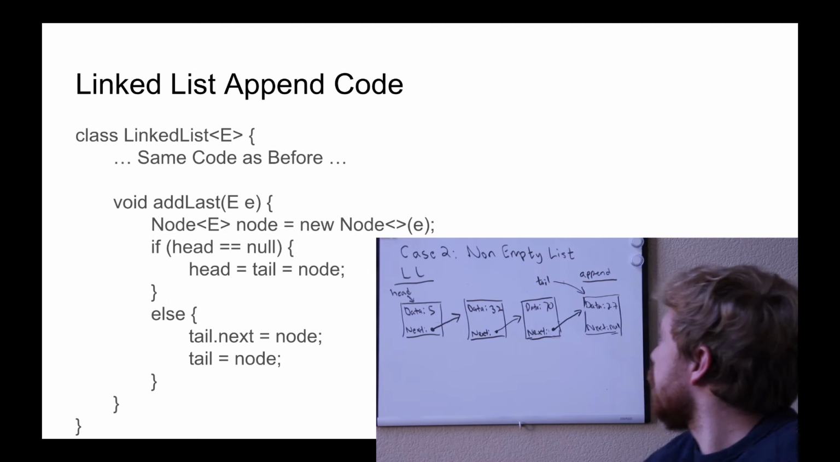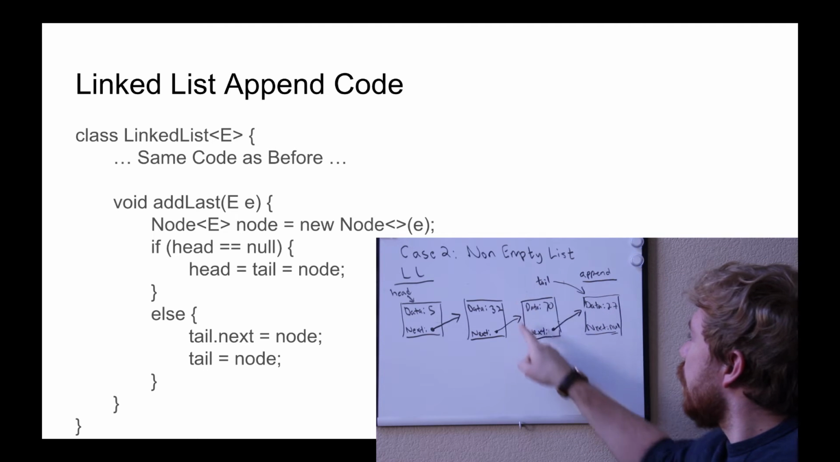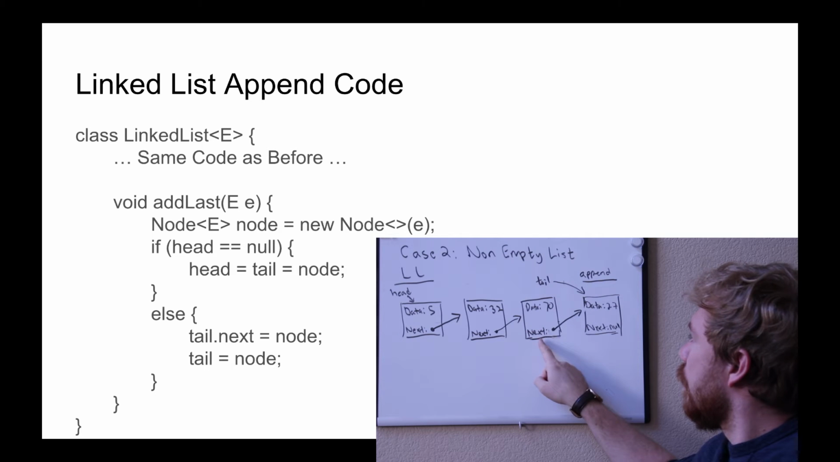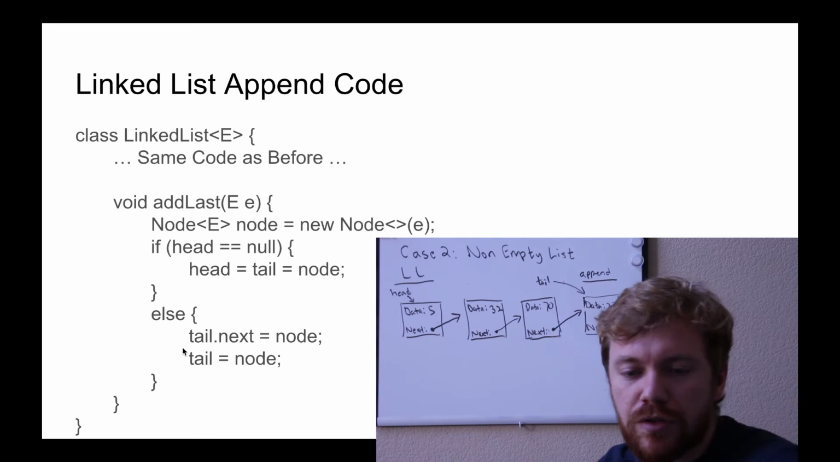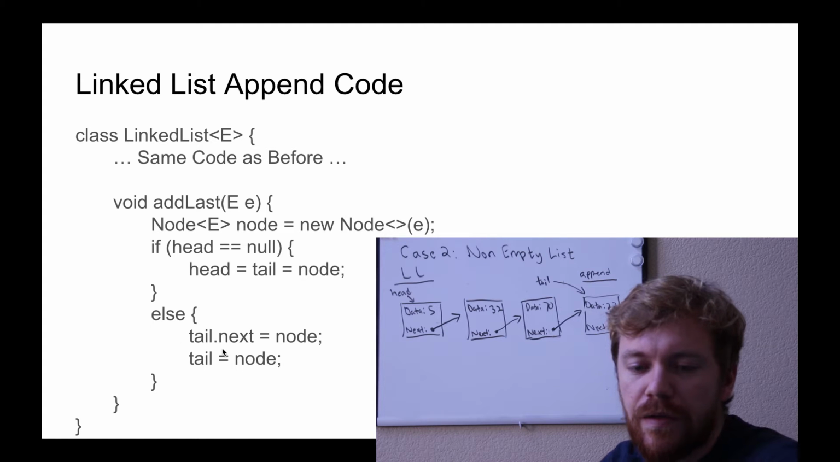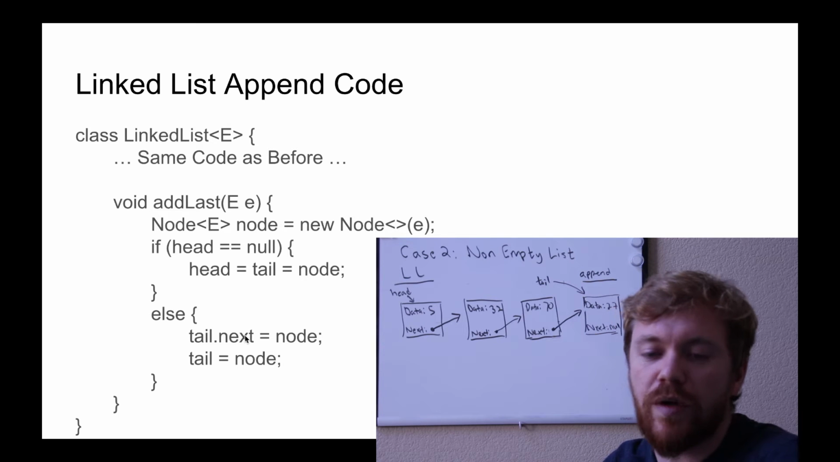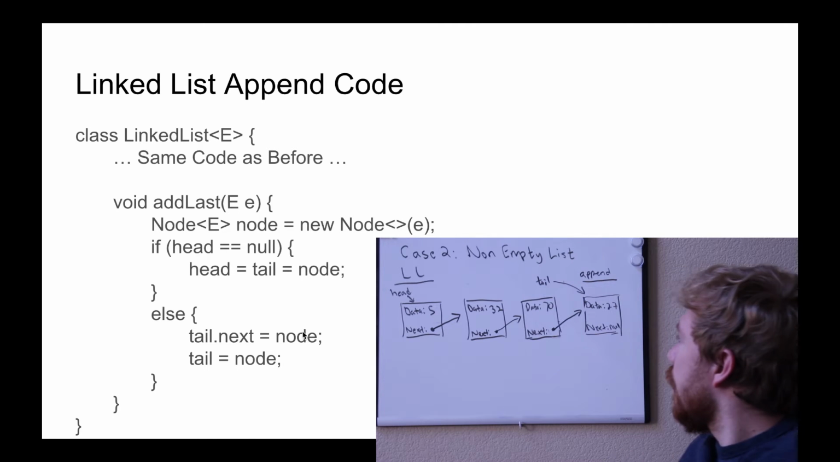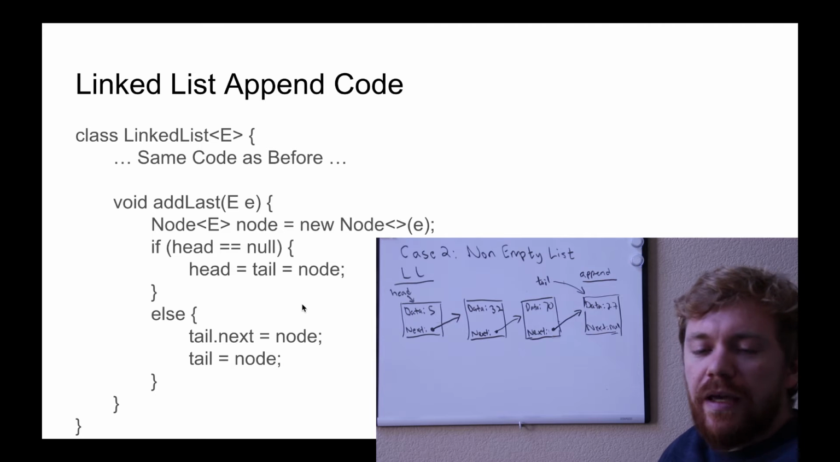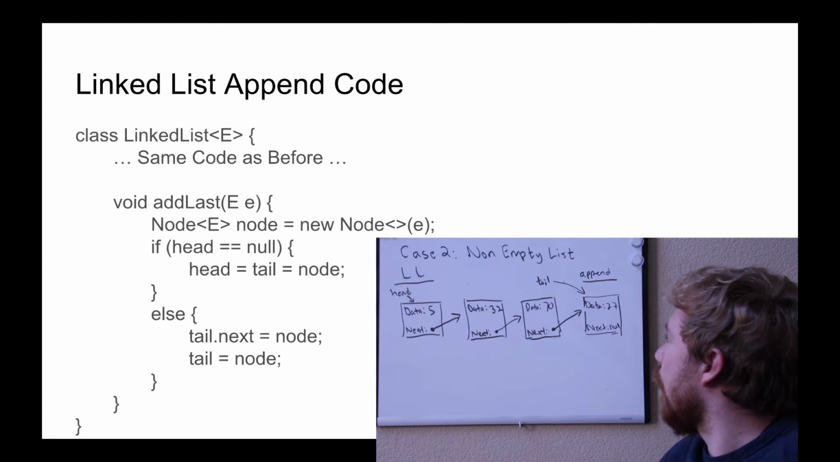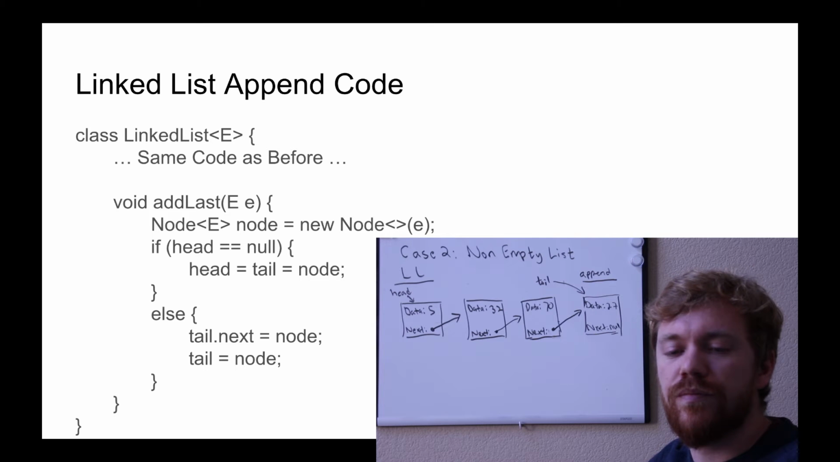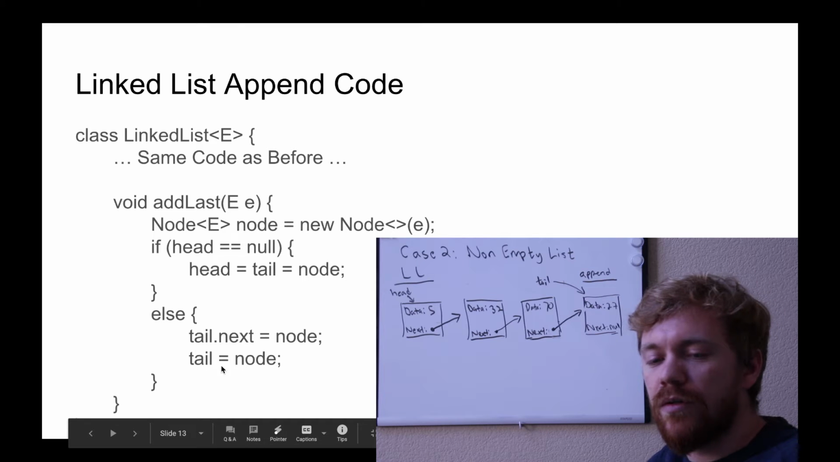The non-empty list said to adjust the current tail's next variable to reference the new node. So here's the current tail's next variable, and it should now become equivalent to, or reference, the new node. Then what we need to do is update the tail to become the new node, to reference the new node. And so now tail references this new node.